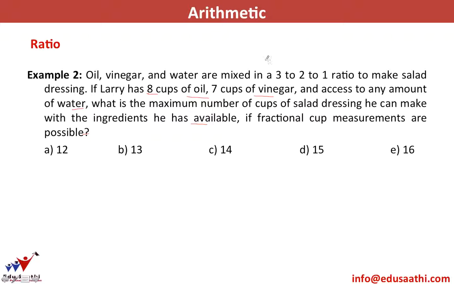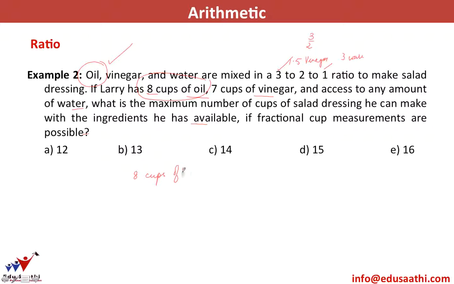Now, if I look at the question, oil is used 3 times in comparison to water, and oil and vinegar are in the ratio 3 is to 2. Or the quantity of oil is 1.5 times of vinegar, and it is 3 times as compared to that of water. So the limiting factor is the oil because it is required in the greatest quantity. So I'll try to use all the oil.